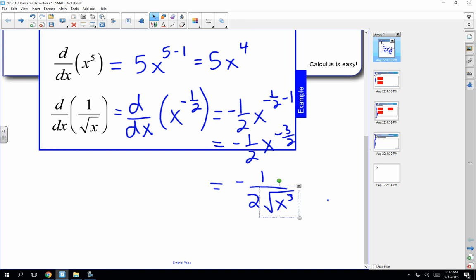And then if I were to add one more example with that first rule, we have d dx of, say, 5 is equal to 0. And that would be the function f of x equals 5. It's just the constant function. So d dx of the constant is equal to 0.